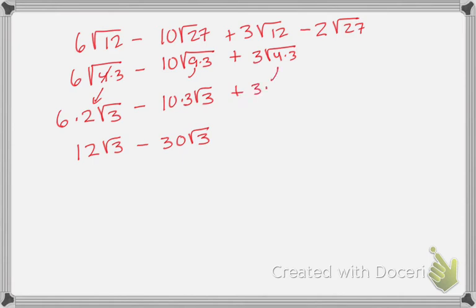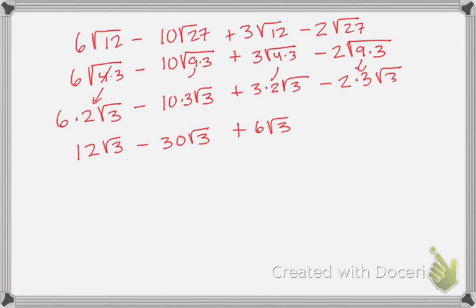4 is a perfect square, so I can pull it out. And then we have plus 6 rad 3. So far, so good. They're all rad 3s, so they're like terms. And then the last one is 2. I have to break down 27 to 9 times 3 minus 2 times 3 times 3, right? It's a perfect square of 3 pulled out, and we get minus 6 rad 3.